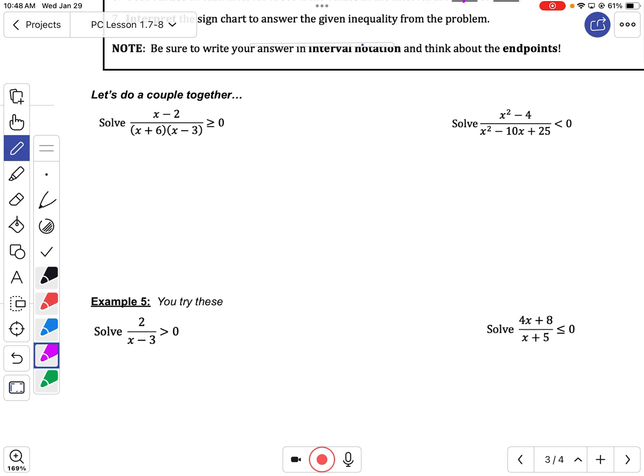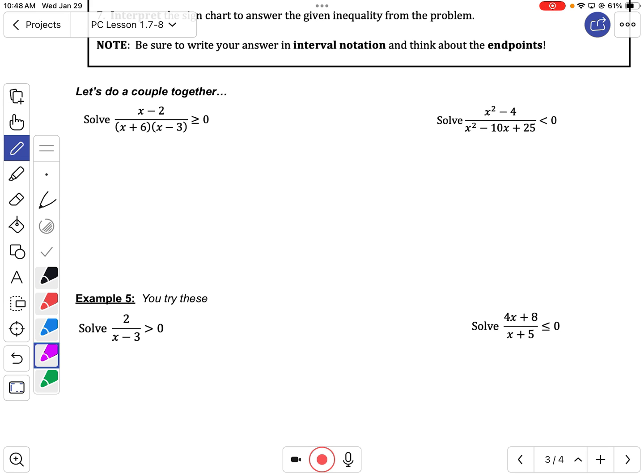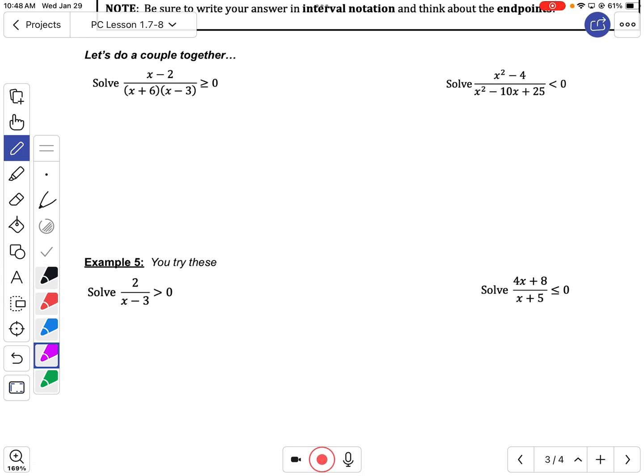All right. So we're going to start with this first one: x minus 2 divided by x plus 6 over x minus 3, the whole thing greater than or equal to 0. If I take that rational function and graph it, I want to know where all the parts are that are above the x-axis. Now, this would be on a non-calculator section, so you're not going to have the graph to plug in and see. We're going to have to do the math.